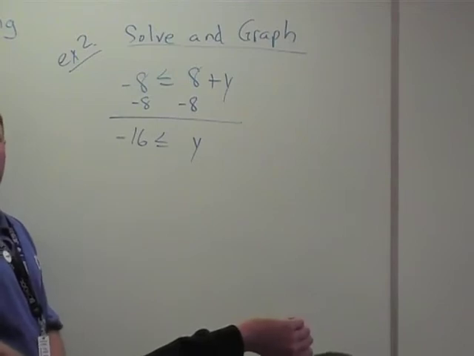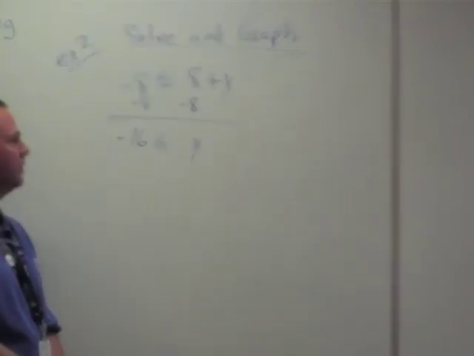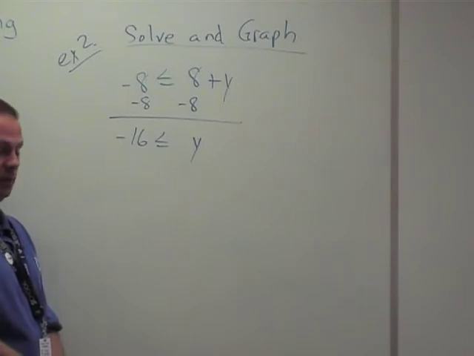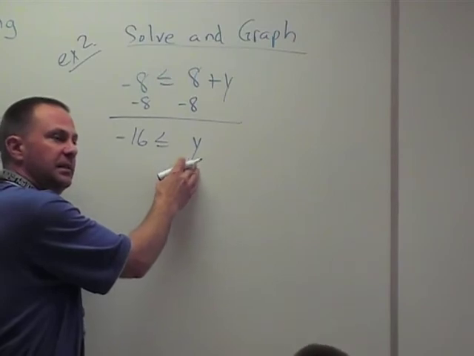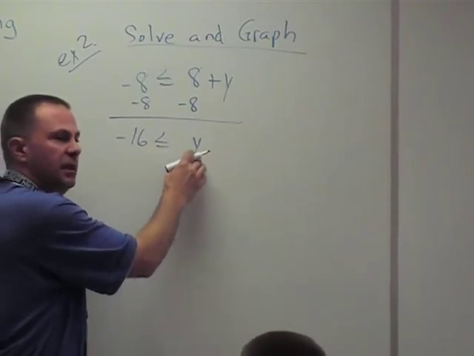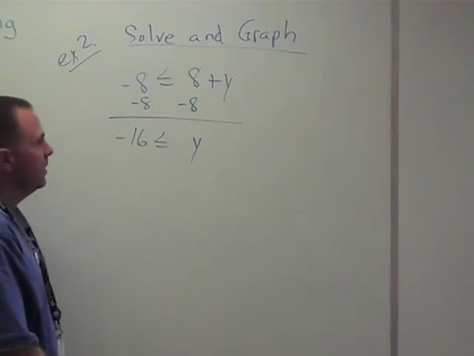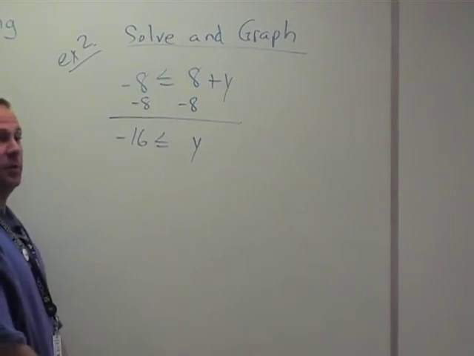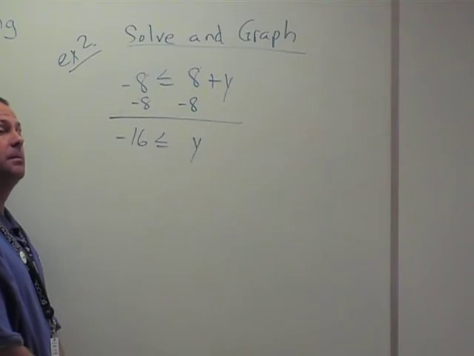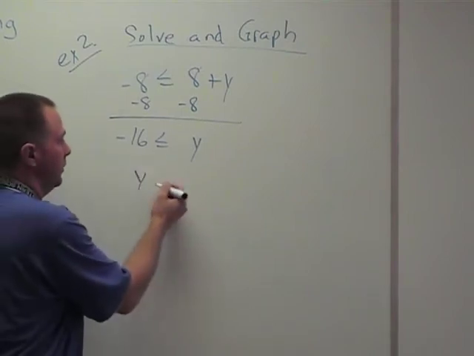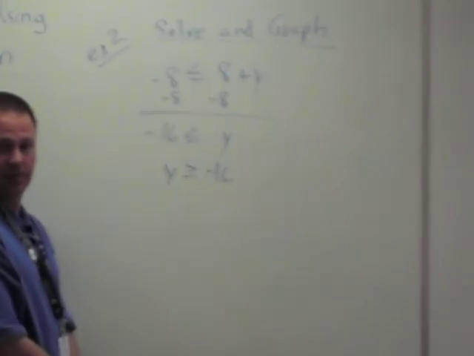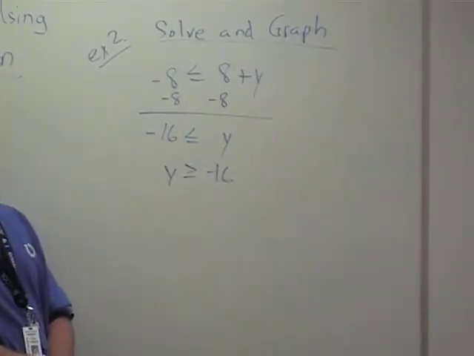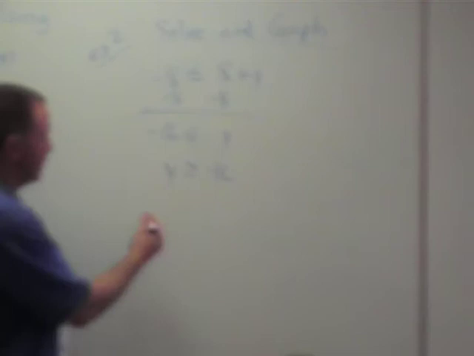This is why I put this up here. Negative 16 is less than or equal to all of these numbers. That's what that is. Now, we typically like to have our variables on the left side. Yes? Can you flip it the other way? Yes, you flip everything around. So all of these numbers are bigger than or equal to negative 16. That's how you should write it, with your variables on the left. Okay? All right, and then you're supposed to graph it.